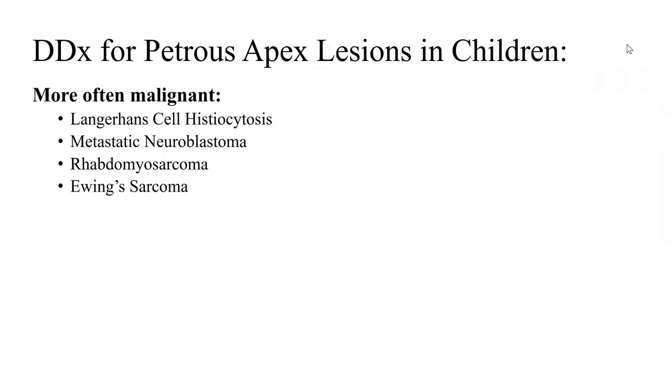Just quickly, a word for Petrous apex lesions in children. Unfortunately, they have a bit of a different differential in that they're much more often malignant. Specifically, Langerhans cell histiocytosis, metastatic neuroblastoma, rhabdomyosarcoma, and Ewing sarcoma are the top ones that come to mind in a child.